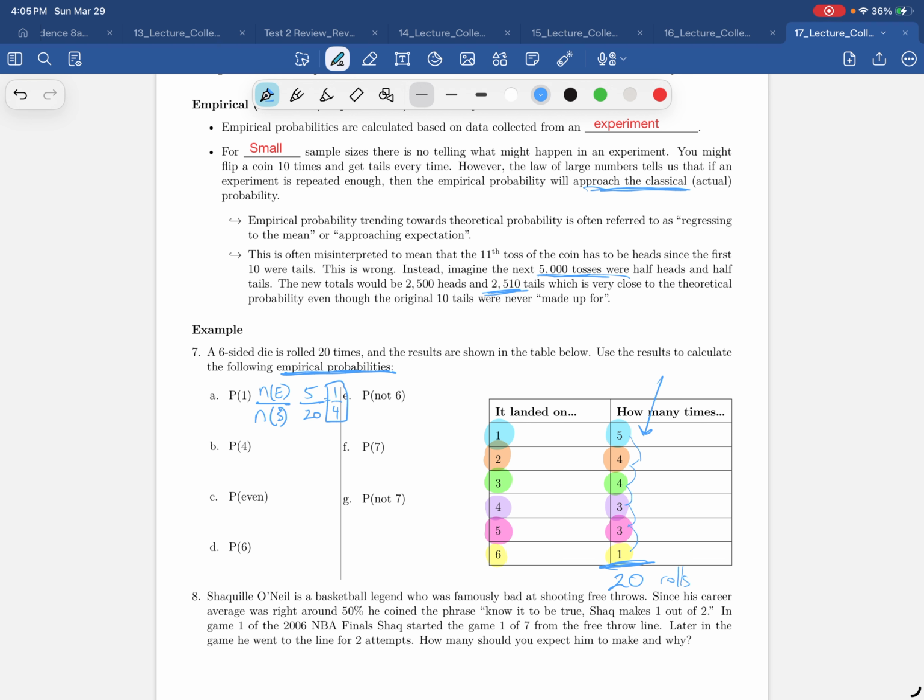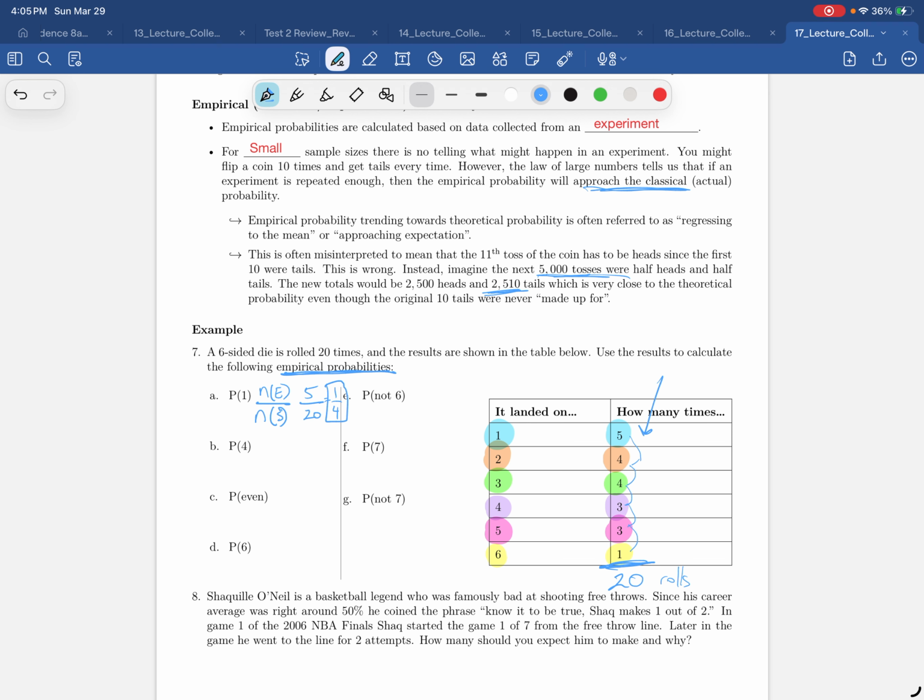Next, the probability of rolling an even number. So we're going to go through and highlight all of the times we rolled an even. We rolled a 2 4 times, we rolled a 4 3 times, and we rolled a 6 1 time. That means if we add 4 plus 3 plus 1, we had 8 times that we landed on an even number. So this would be 8 out of 20. Of course, you can divide these down. I know 4 goes into that, so this would be 2/10. Nope, sorry, 2/5. Or a 40% chance of rolling an even number.